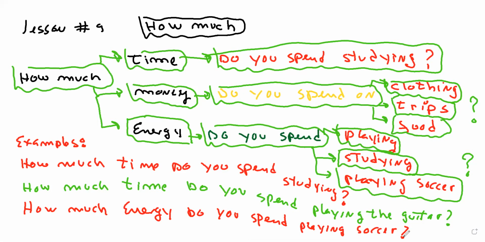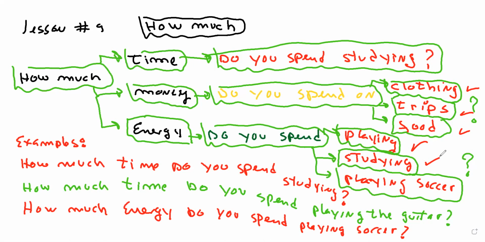So let's review. How much time do you spend studying? ¿Cuánto tiempo te gastas estudiando? How much money do you spend on clothing? ¿Cuánto dinero te gastas en ropa? How much money do you spend on trips? ¿Cuánto dinero te gastas en viajes? Trips son viajes. How much money do you spend on food? ¿Cuánto dinero te gastas en comida? How much energy do you spend playing? ¿Cuánta energía te gastas jugando? How much energy do you spend studying? ¿Cuánta energía te gastas estudiando? How much energy do you spend playing soccer? ¿Cuánta energía te gastas jugando al soccer?